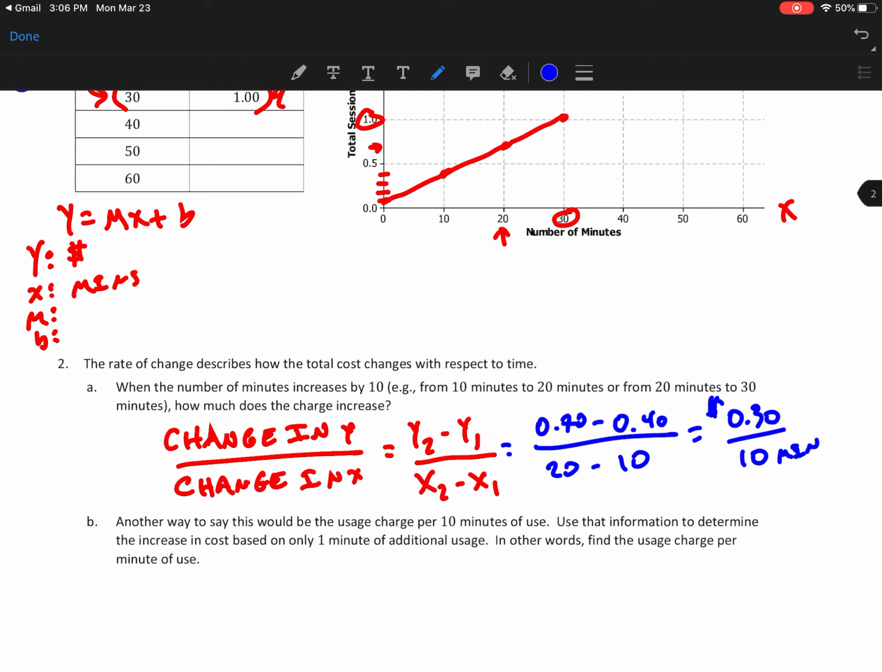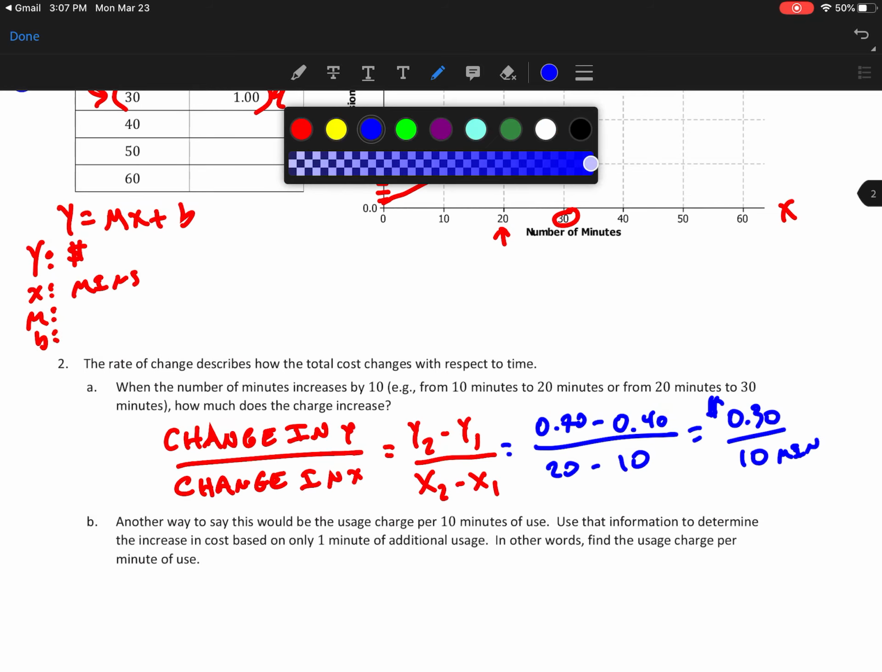Another way to say this would be part B. Another way to say this would be the usage charge per 10 minutes of use. Use that information to determine the increase in cost based on only 1 minute of additional use. In other words, find the usage charge per minute of use.